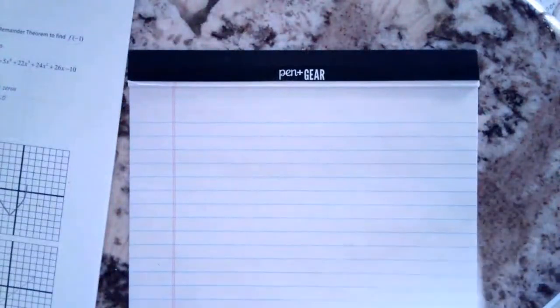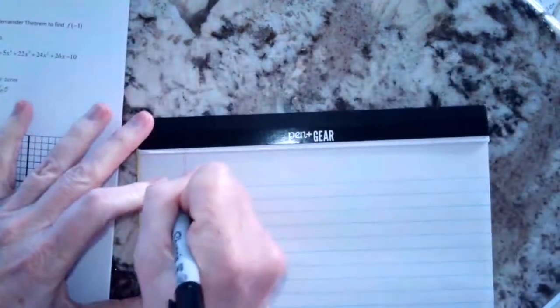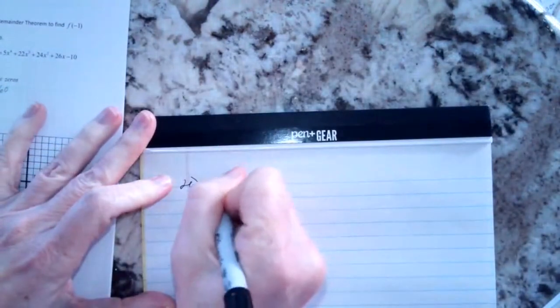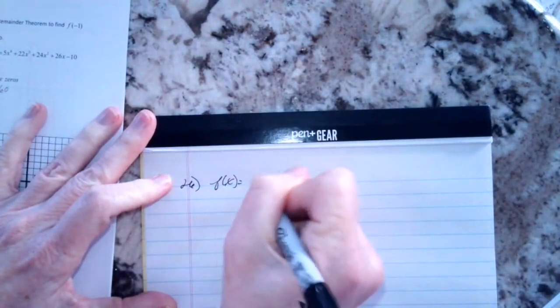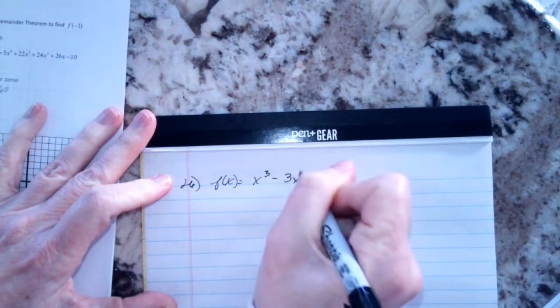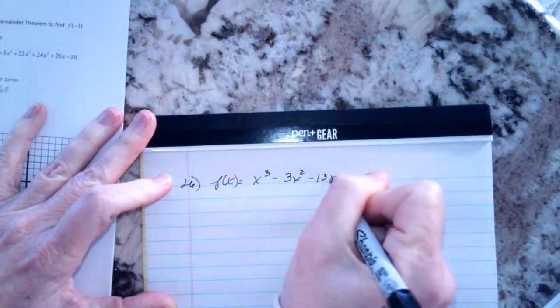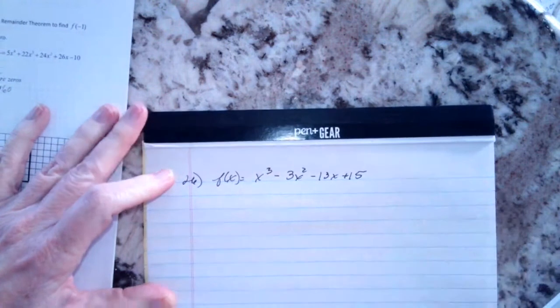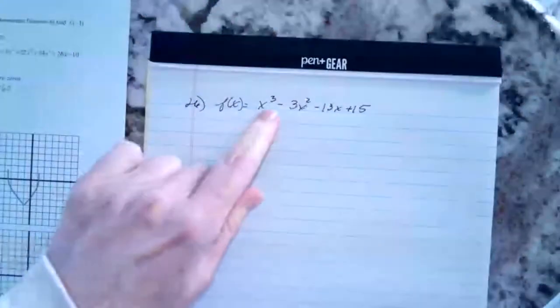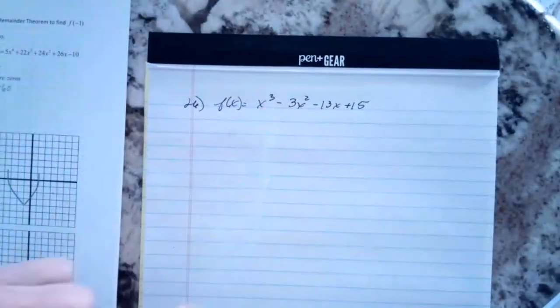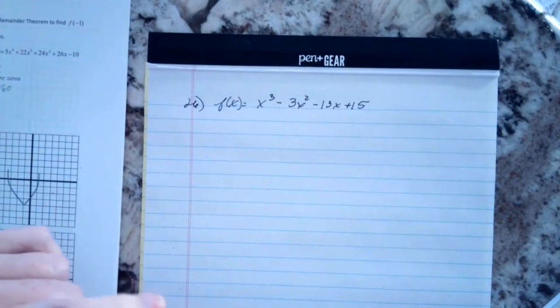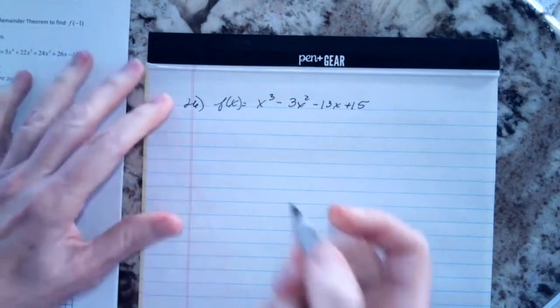Okay, number 26 is a good problem. You're like Nancy Drew or the Hardy Boys on this. You've got to figure out what the answers are. f(x) = x^3 - 3x^2 - 13x + 15. You know we're going to have 3 zeros, but you don't know what they're going to be. You've got to figure out one on your own.